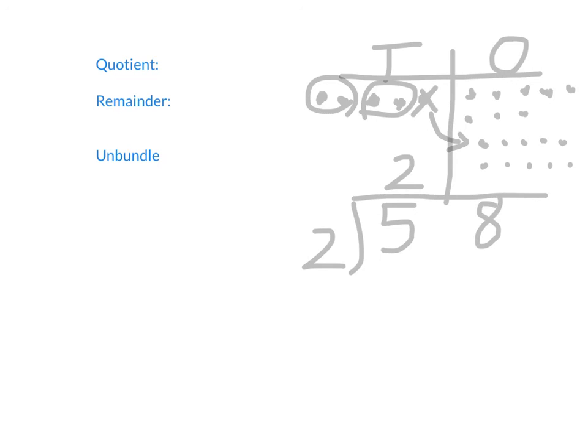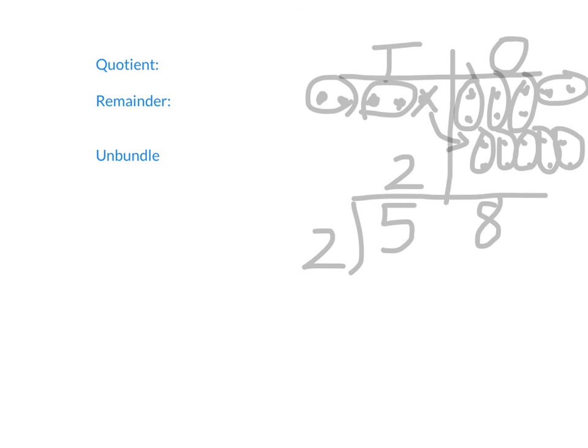Let's see how many groups of 2 we can make from 18. And that will be 1, 2, 3, 4, 5, 6, 7, 8, and 9. So I'll squeeze a 9 in there, and we can see that 58 divided by 2 is 29. So our quotient is 29. And there is no remainder. When there's no remainder, we don't put 0, we put nothing. And that's how you do it.